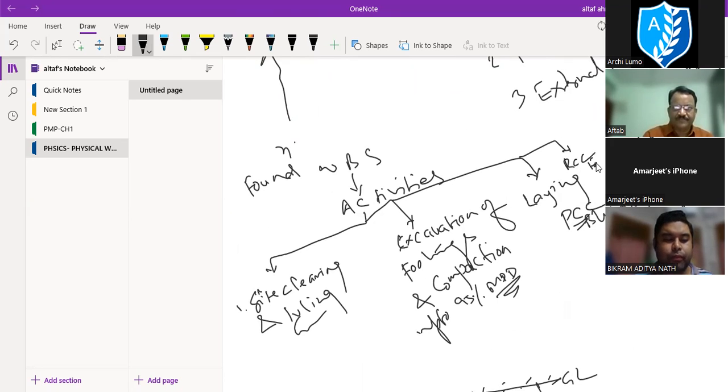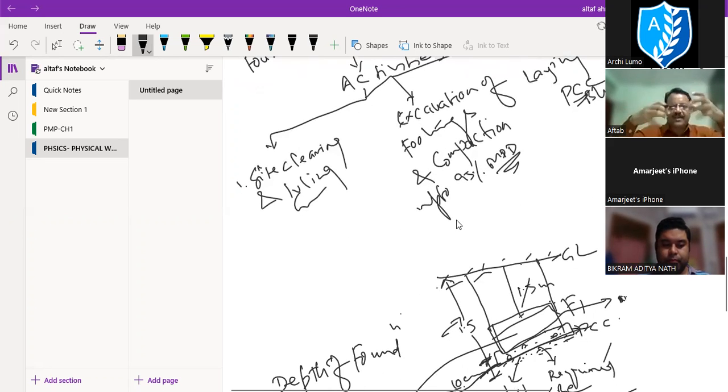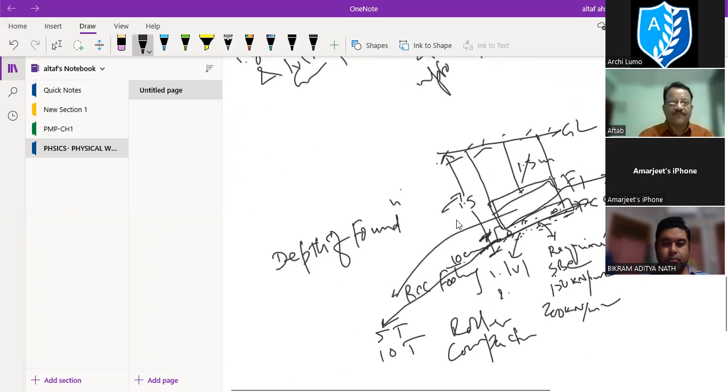RCC footing, and then we are going again for backfilling, and that backfill is compacted also. So once you put RCC footing, then the excavated part has to be backfilled again and compacted. You cannot just put the RCC foundation and leave the adjacent parts empty. So you have to refill these areas again and compact them as per consultant requirement, how much compaction they need.